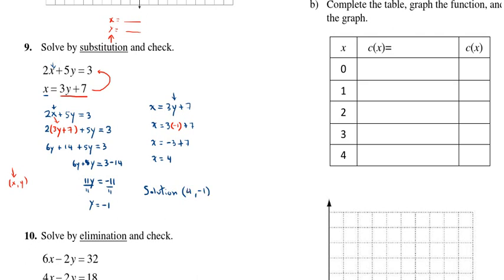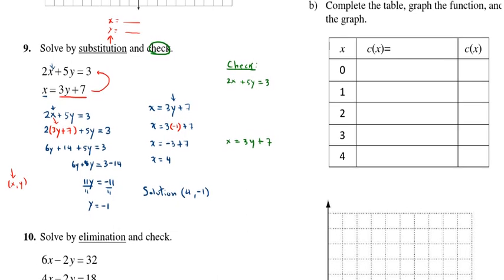I am not going to do the check. I'm going to leave the check for you to do. Remember that there are two checks to be done. One with the equation 2x plus 5y is equal to 3. And then the other one with the equation x is equal to 3y plus 7. You have to get something true on both equations for this to be correct. That is the substitution method.